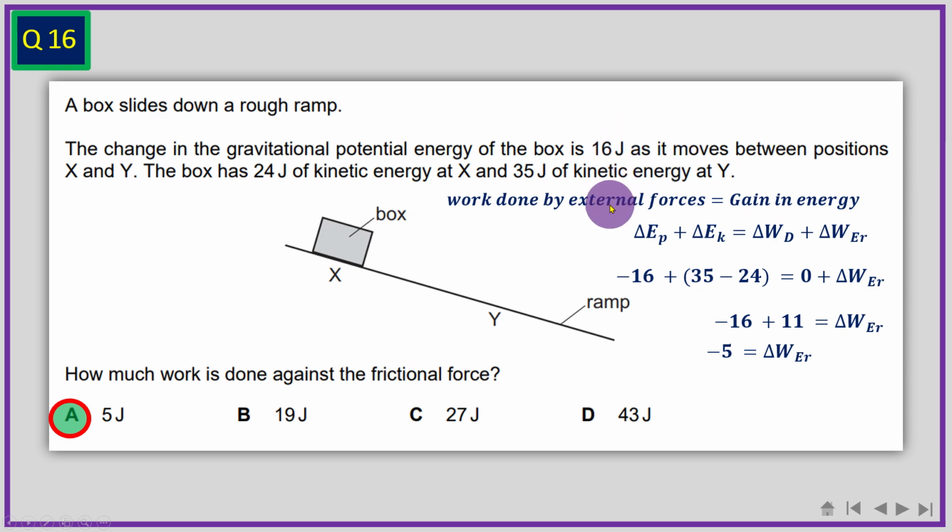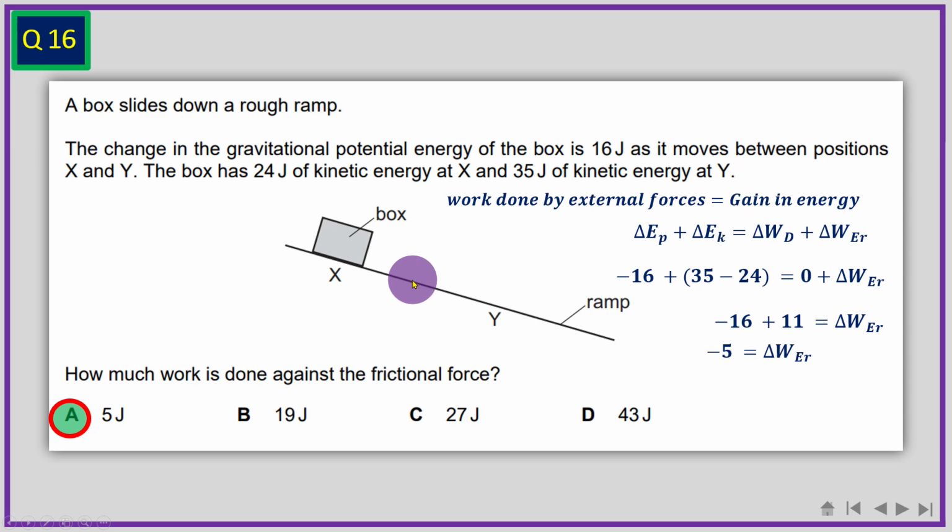Always remember this: work done by external forces, and I emphasize this word, work done by external forces, and the two external forces are friction force and driving force, is equal to gain in energy. The gain in energy consists of the gain in gravitational potential energy and the gain in kinetic energy. Remember that. And then identify situations whereby there is no driving force. Therefore, the work done by the driving force will be 0.